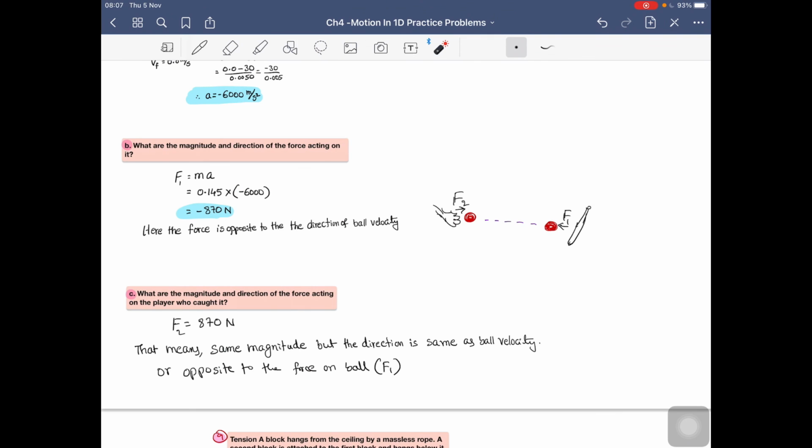By Newton's third law, we can say that the force of the ball on the hand is equal to the force of the hand on the ball, equal but opposite in direction. That's why F1 is negative, and therefore F2 will be positive.